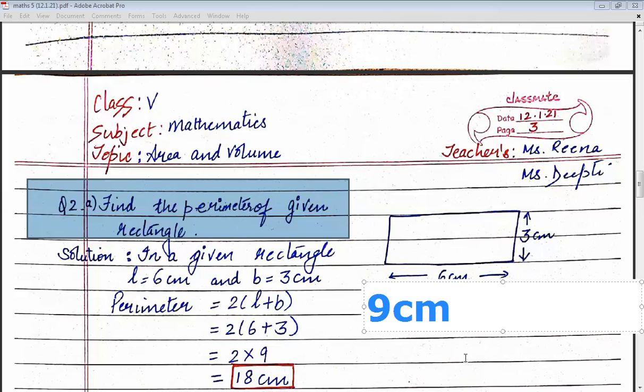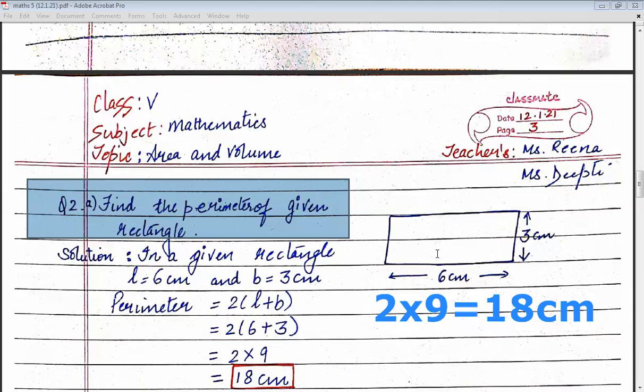Now, I told you after getting your sum, you have to multiply it with 2. So 9 twos are 18. So what is your final answer? 18. And now children, don't forget to write the unit, and the unit of this will be centimeter. So the perimeter of your given rectangle is equal to 18 centimeter. Okay, so I hope you are clear with the perimeter and how to use the formula.